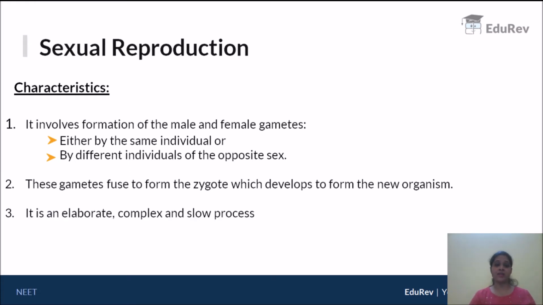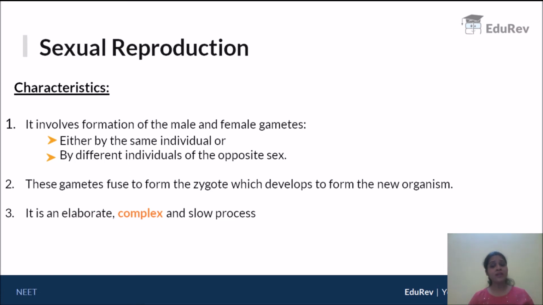The third characteristic: sexual reproduction, as compared to asexual, is said to be very elaborate, very complex, and an absolutely slow process. Now, what do we imply by that? Why do we say sexual reproduction is elaborate? First of all, for sexual reproduction, you have to spend a lot of time developing the sexual organs of that individual. Furthermore, those organs must undergo gametogenesis. In other words, they must form gametes. This gamete formation is very complex. That's why we say complexity.